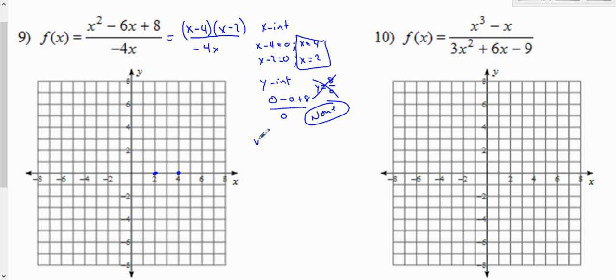For our vertical asymptote, we look at the denominator. So we set negative 4x equal to 0, and we get x equals 0. For our horizontal asymptote, we look at the degree, 2 over 1. Well, n, 2, is greater than m, which is 1. That means there are no horizontal asymptotes, but because 2 is greater than 1 by 1, we have a slant asymptote.